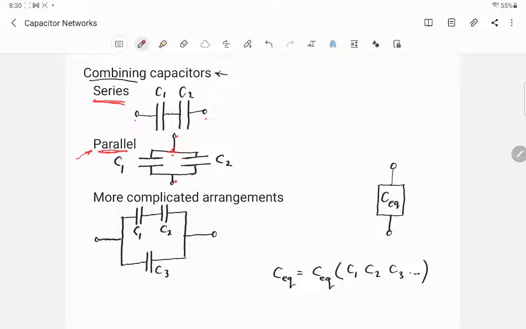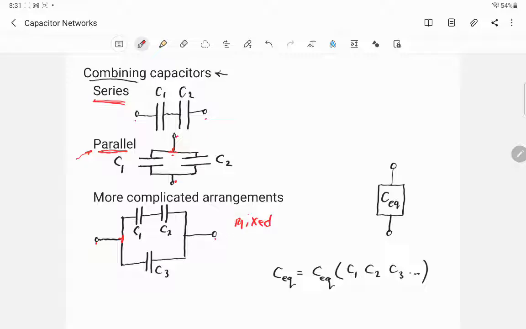And then there are more complicated arrangements, and these are mixtures of series and parallel, right? So you can see that if you start at the beginning and you walk, there is a parallel network structure. But then as you walk along the top path, you discover a series structure. And if you walk along the bottom path, it's just a single capacitor on the way to the end. And these are considered mixed.